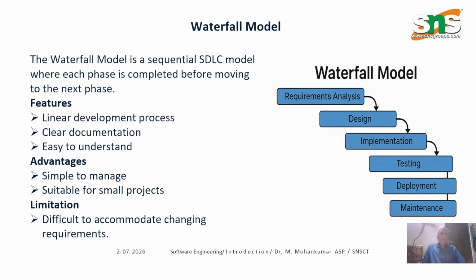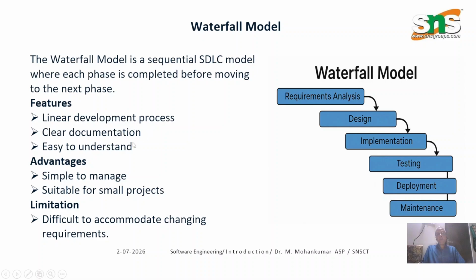In that, we have to maintain different types of models. In the very old method, it is called the waterfall model. The waterfall model is a sequential SDLC model where each phase is completed before moving to the next phase. First, you have to complete requirement analysis thoroughly, then only move to the design phase. Once you complete the design phase thoroughly, then only move to the implementation phase. After that comes testing, deployment and maintenance. So it is called a linear development process.